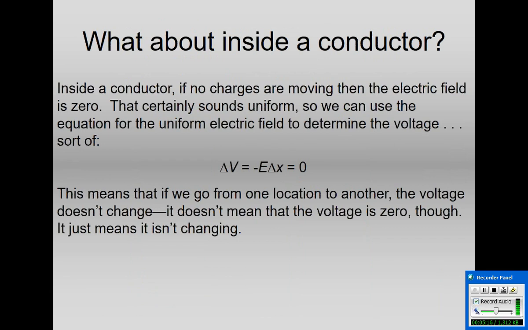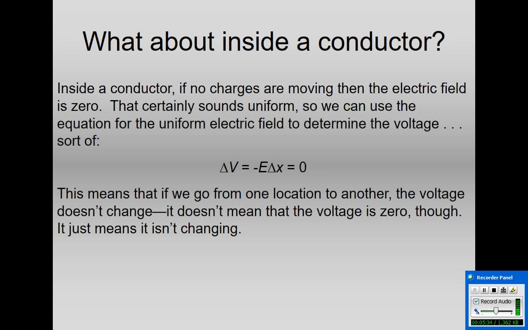I also want to discuss what's happening inside a conductor. We're going to assume that the charges are not moving. If the charges are moving, there's an electric current, and that's a horse of a different color. We're looking at the static situation where the charges are in equilibrium, they're not moving.